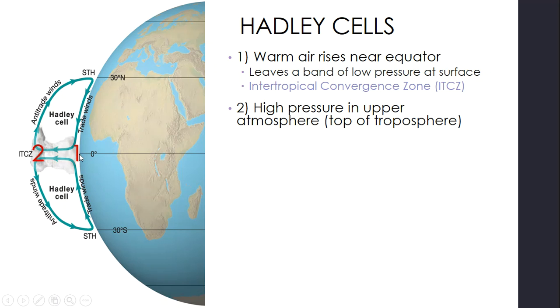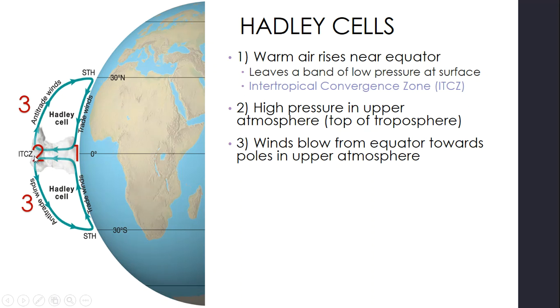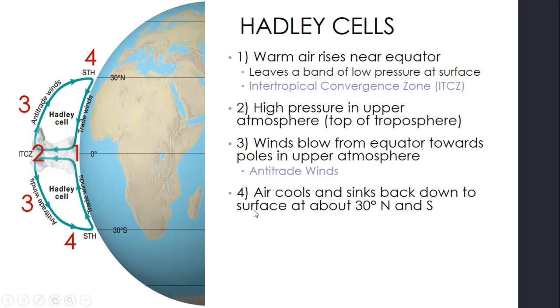Then, as a result of this air rising, you get high pressure in the upper atmosphere at the top of the troposphere right here. You get winds that blow from the equator towards the poles from the upper atmosphere. Again, we're going to get that same circling effect that we saw at that island. So here you have, these are called the anti-trade winds, the ones that happen in the upper atmosphere, right? So air is coming up from the equator and being pushed out along these anti-trade winds.